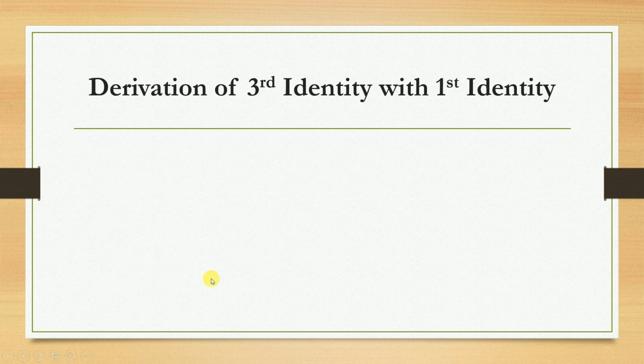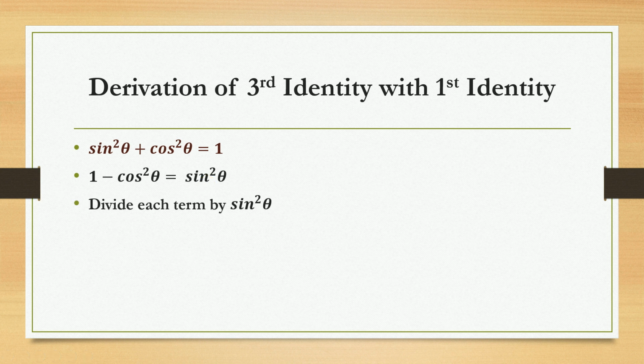Similarly, we can obtain the third identity with the help of the first identity, which is sin square theta plus cos square theta is equal to 1. Make the transformation by taking the sin square theta on the right side and divide each term by sin square theta. What happens? We get 1 by sin square theta minus cos square theta by sin square theta is equal to 1. Again, we have already learned that the reciprocal of sin is cosec and cos by sin is cot. So our third identity has been proved: cosec square theta minus cot square theta is equal to 1.